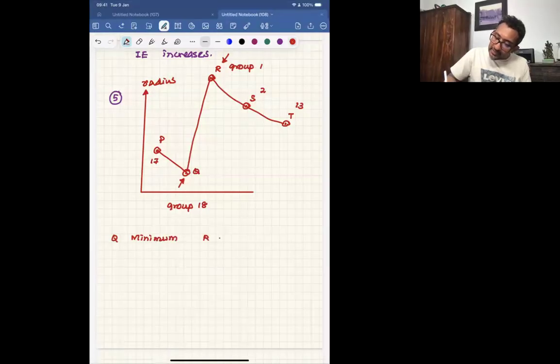And R is the maximum. Right? They are next to each other. So therefore, R belongs to group 1.